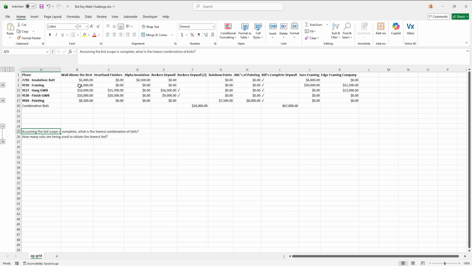Now, one thing I'll clarify is some of these have a number for pretty much each spec. Some of them just have certain sections. And some of these are combinations. So this one here is $24,000 to do both those scopes of work, or $67,000 to do the entire scope. So pause the video, take a few minutes, and come up with what you think the low solution to this is.